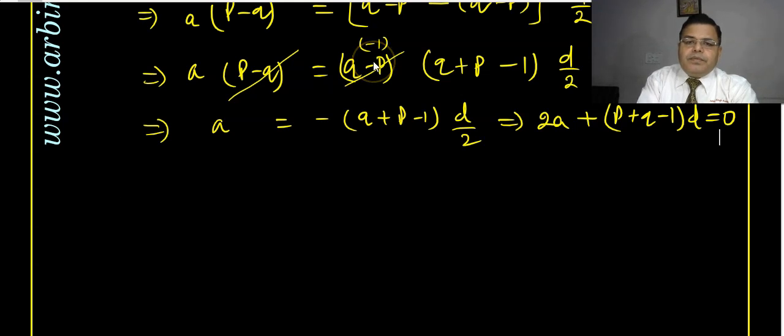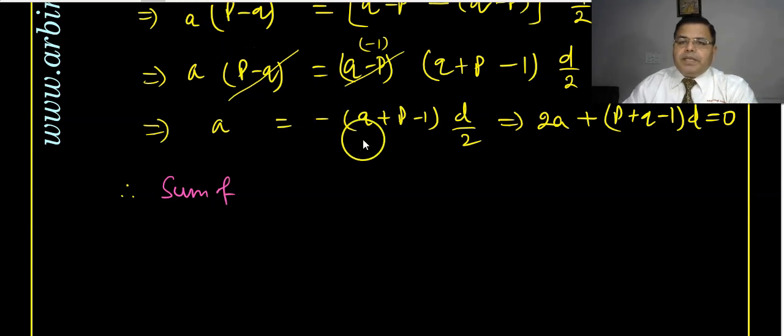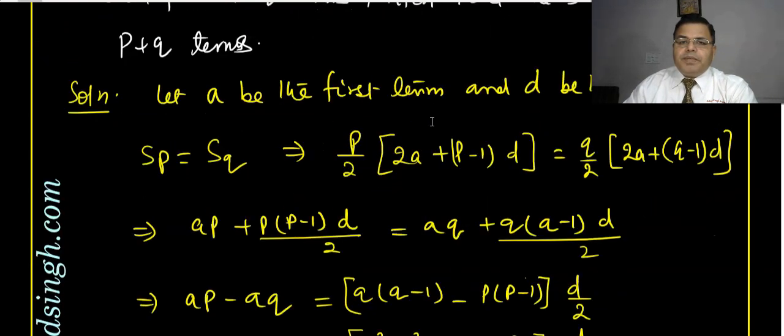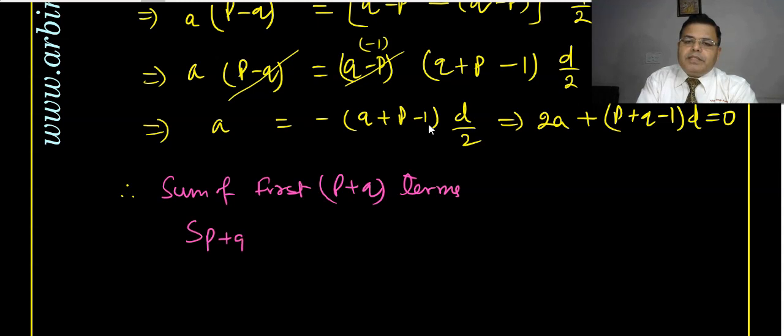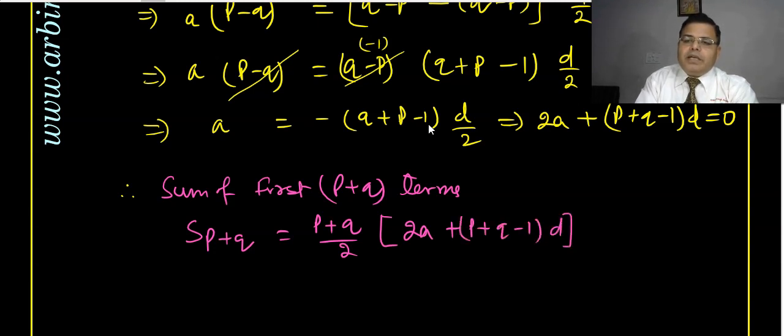Now find the sum of p plus q terms. The sum of the first p plus q terms is given by S(p plus q) equal to (p plus q) by 2 into (2a plus (p plus q minus 1) into d), right? Because this complete bracket is 0, the sum is (p plus q) by 2 into 0, which is equal to 0. That will be the answer of this question. I hope you got it, right?